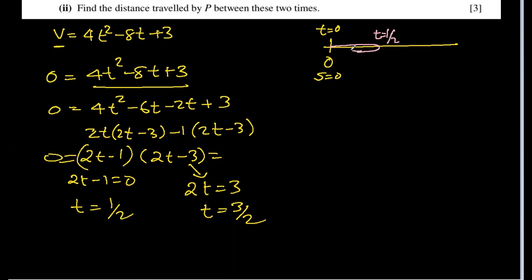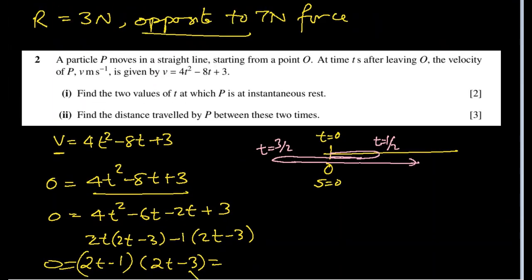Then it goes, maybe it crosses 0, I'm not sure, but let's see, it crosses and then turns back when time is 3 over 2 seconds. And there is no other turning point. This is how I'm visualizing this. But what is the question? Question was find the two values of t, and we found the two values of t, t equal to half and 3 over 2. Okay. Find the distance traveled by p between these two times.